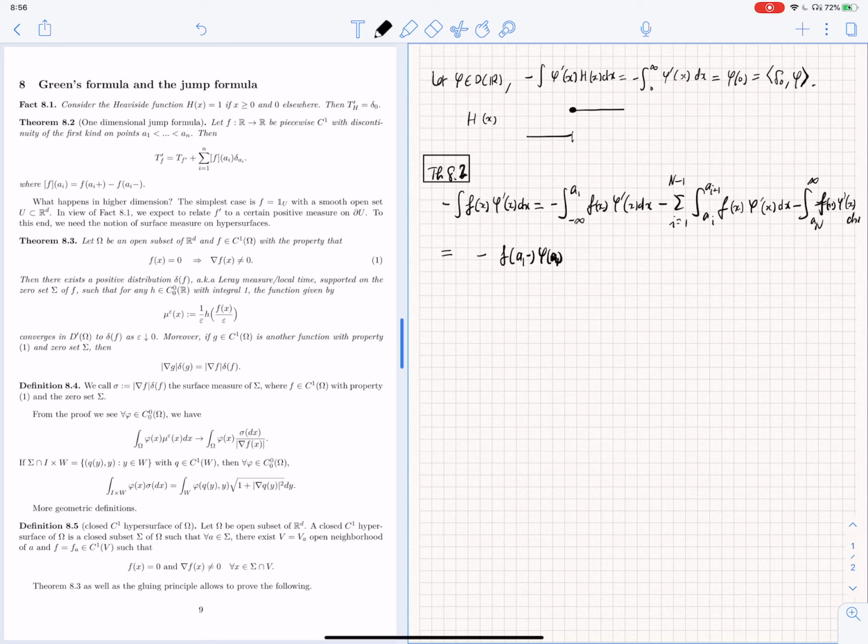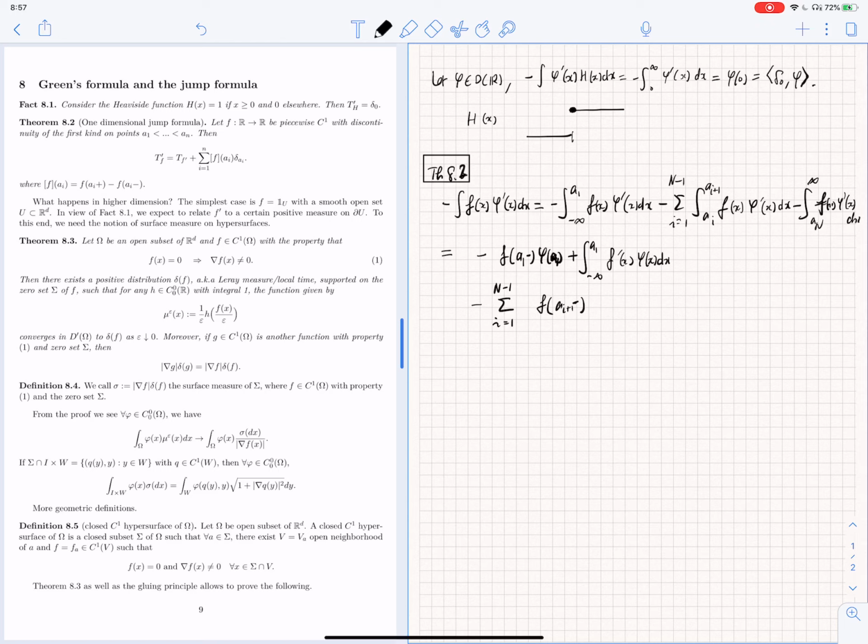Okay, so then we have this integral. Negative becomes plus f prime of x phi of x. So this is integration by parts for the first integral in here, and we can apply the same trick, right? So we do integration by parts for all the summands, which also give rise to the boundary value a_{i+1} with a negative.